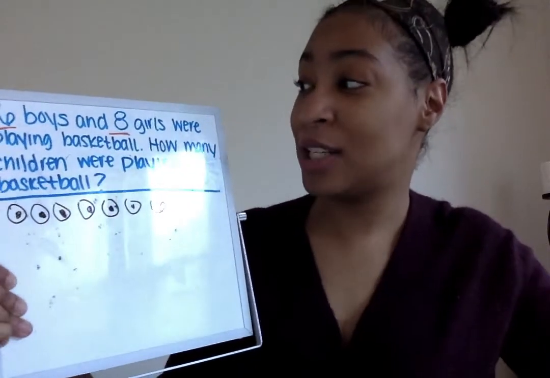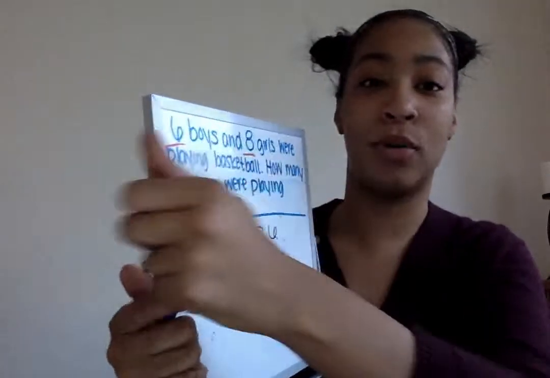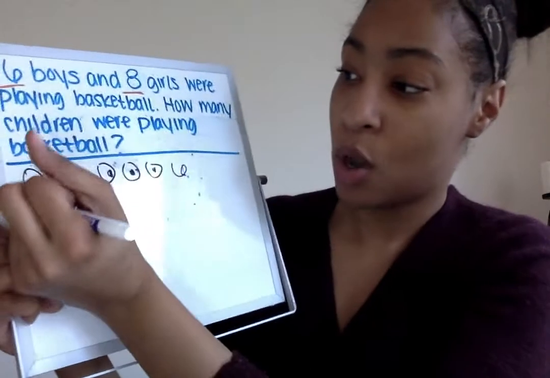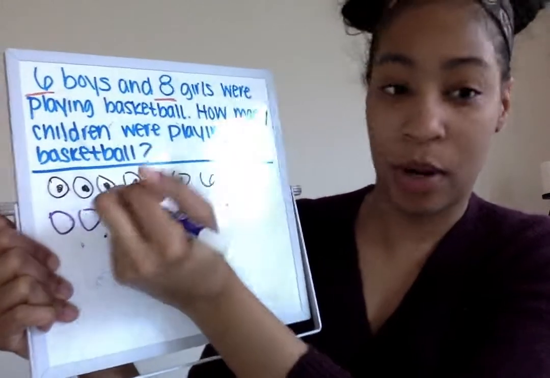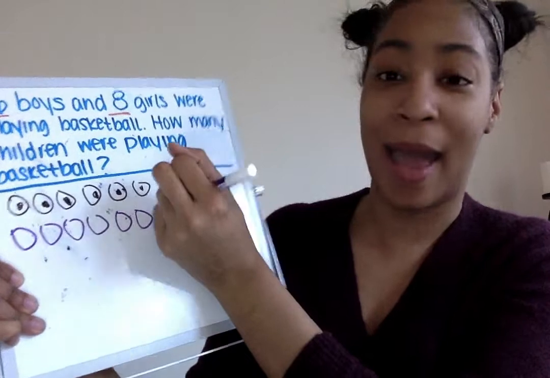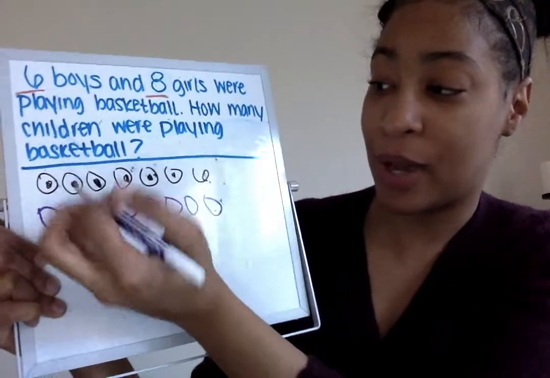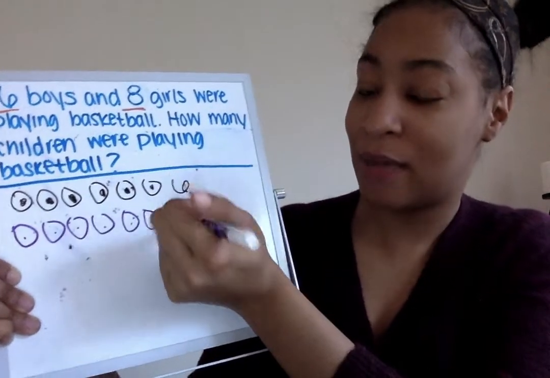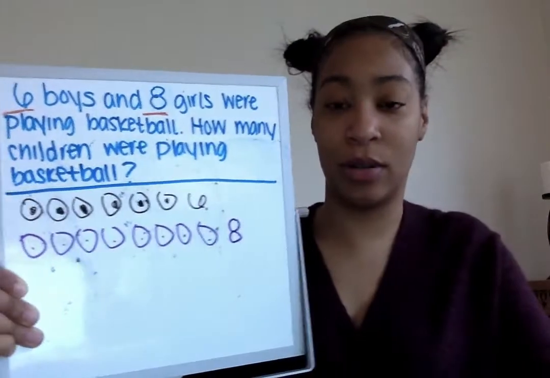Now I need to make 8 circles to represent the girls. And I'm going to use purple to represent my girls. 1, 2, 3, 4, 5, 6, 7, 8. And I'm going to put an 8 next to my 8 girls.